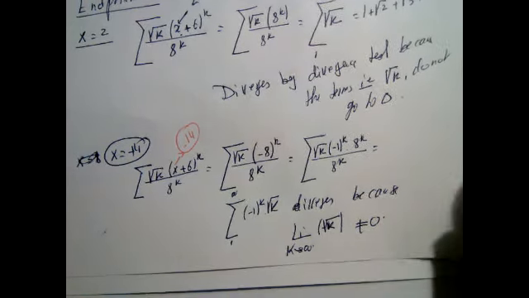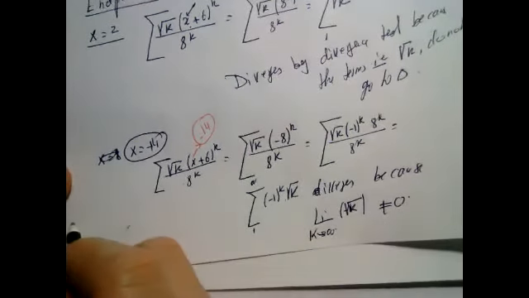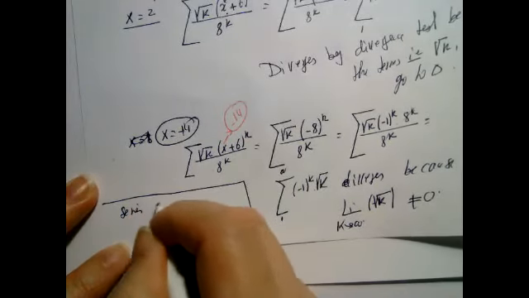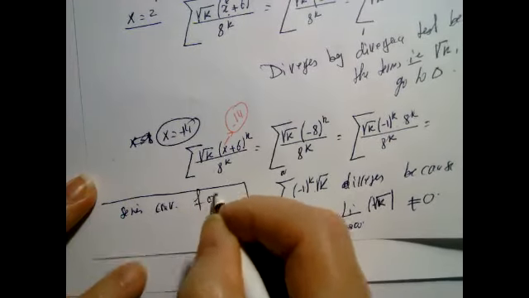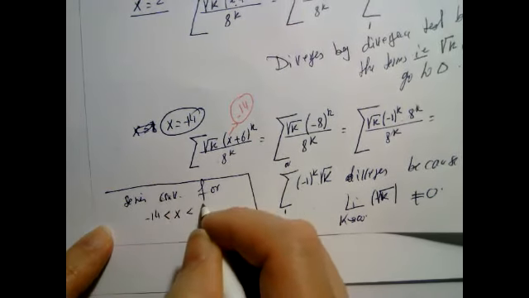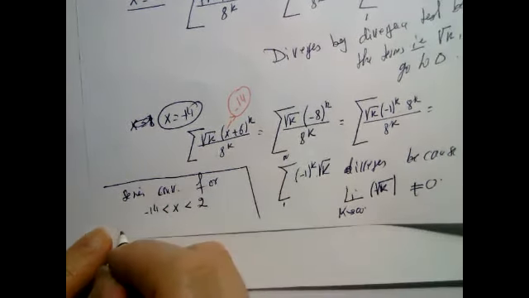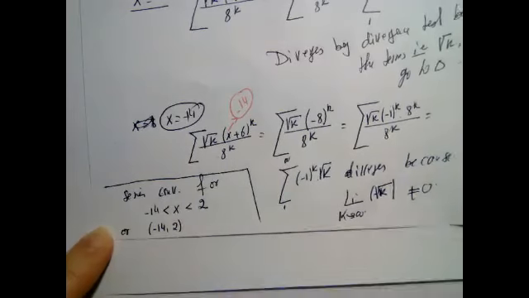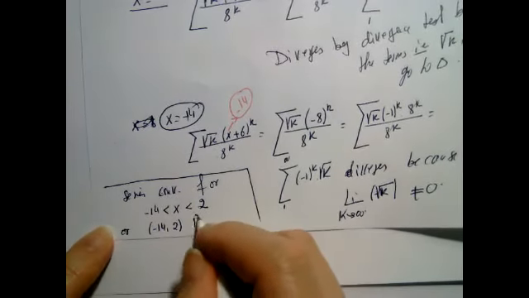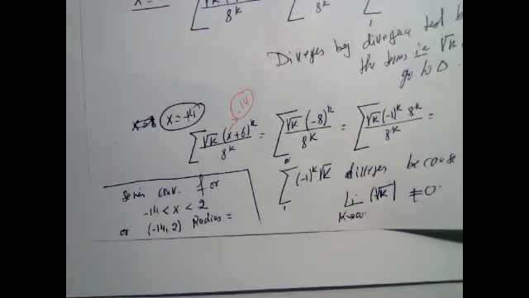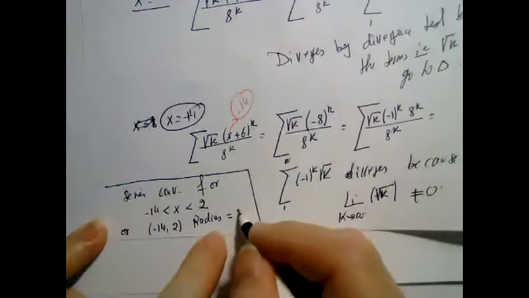So now the interval of convergence. So the series converges for x between minus 14 and 2, or in interval notation, the interval open at minus 14 and open at 2. The radius of convergence. What's the radius of convergence in this problem? 8. The radius is equal to 8.